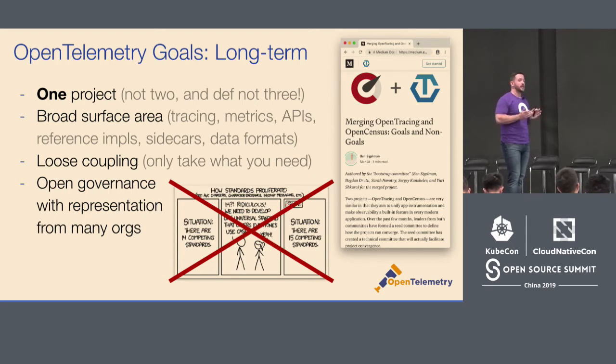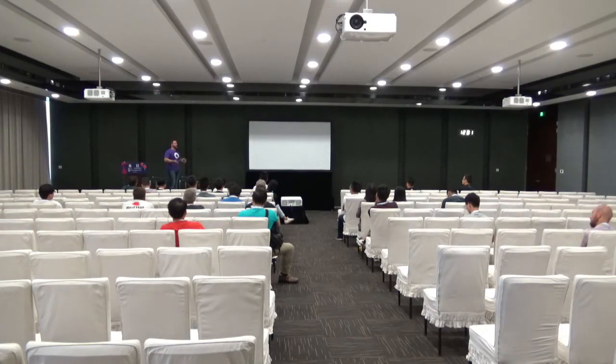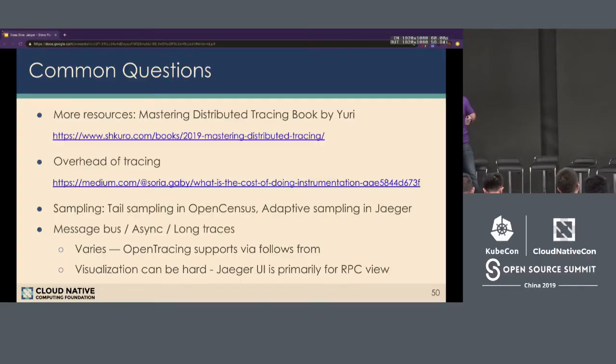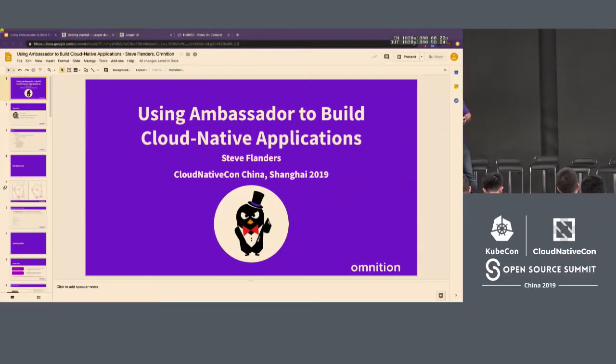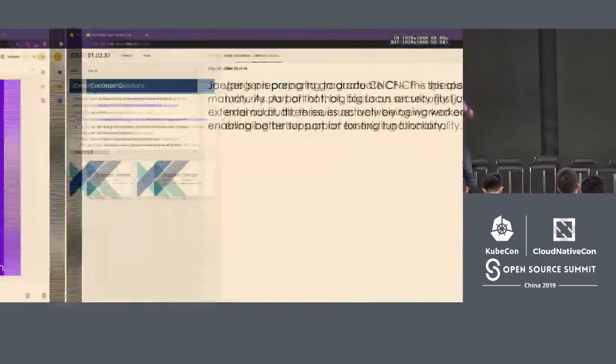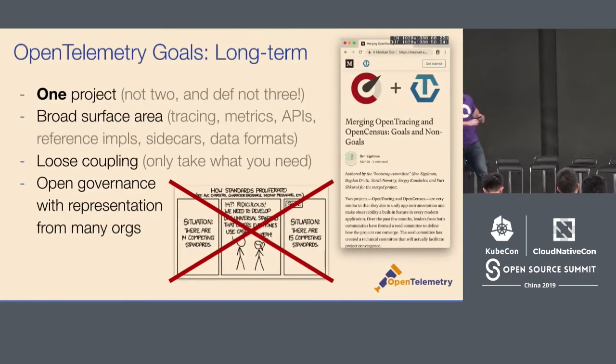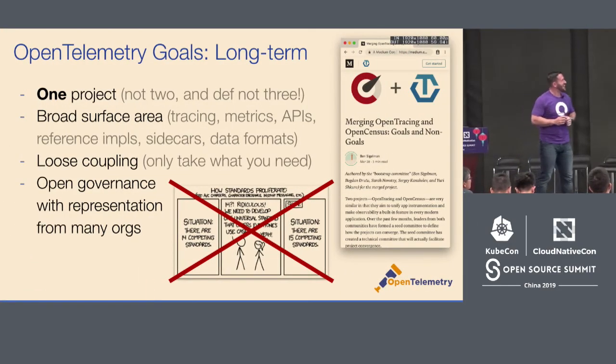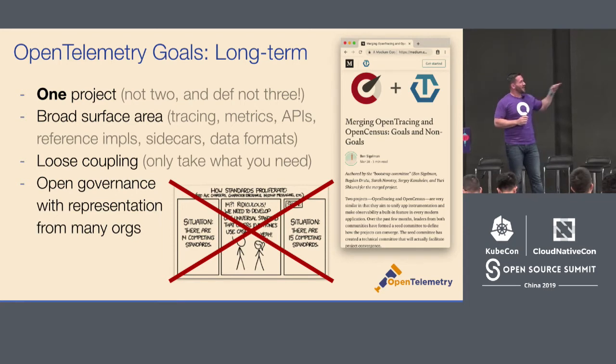The goal is to make it loosely coupled so you can take what you want. You don't want to use an agent or collector, that's fine. You already have your own client instrumentation, that's fine. You want to use a different API implementation than we have, that's fine. That's the wrong presentation. Here we go. So it'll be loosely coupled, and you can only take the pieces that you care about.